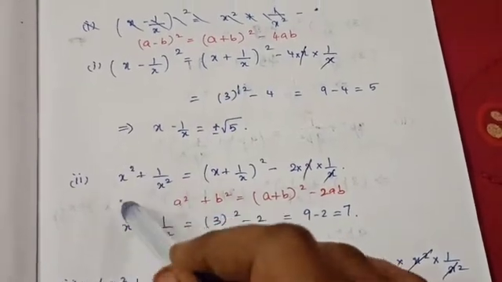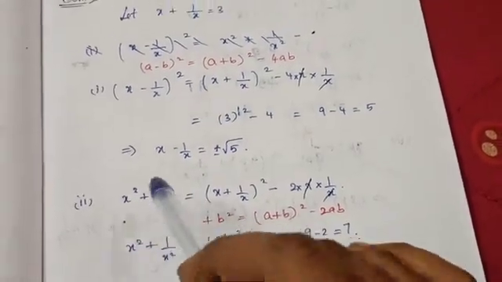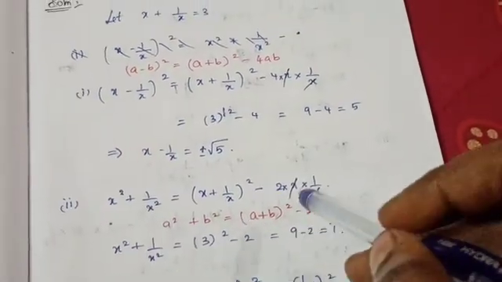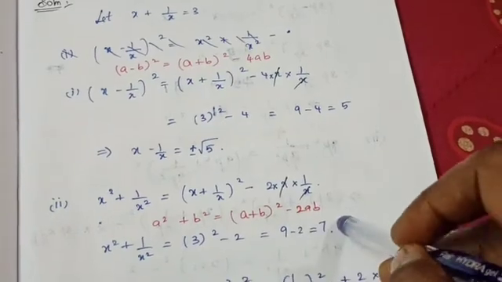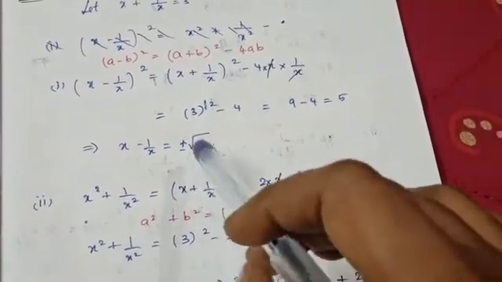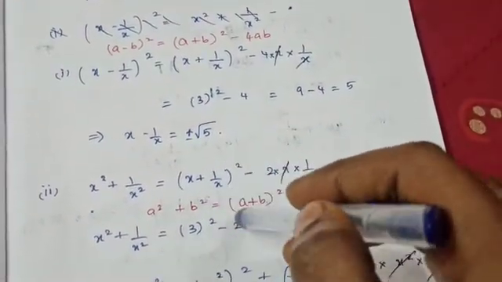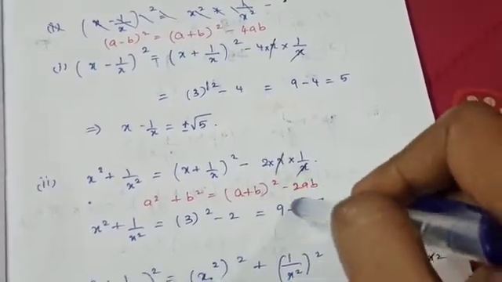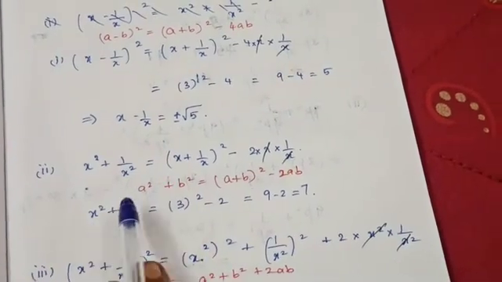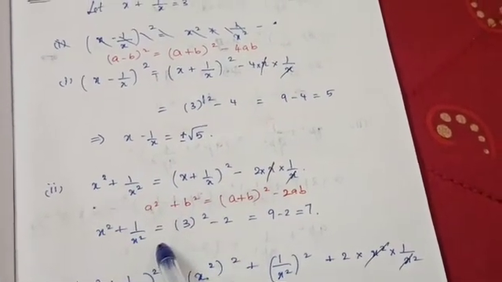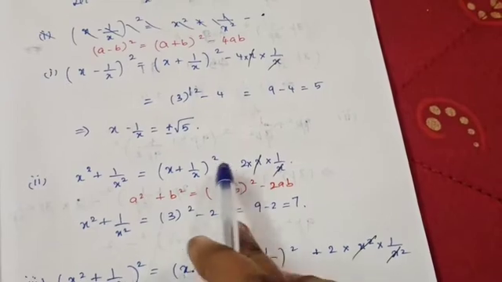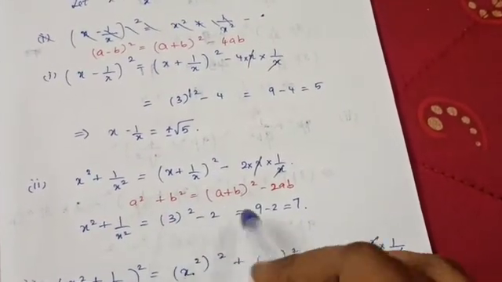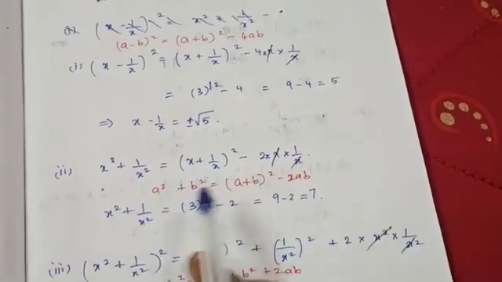Next one, you want to find x square plus 1 by x square. You know the formula a square plus b square is equal to a plus b the whole square minus 2ab. Using this formula, a plus b means x plus 1 by x the whole square minus 2 into x into 1 by x. X cancels. This is what you want to find. So x plus 1 by x whole square means 3 square minus 2. 3 square is 9. 9 minus 2 is 7 is the answer.